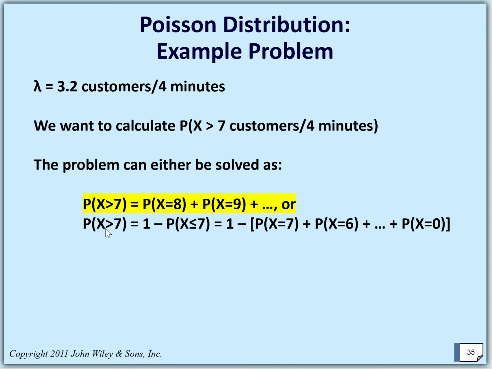So the probability of x greater than 7 is really equal to 8 plus 9 plus, or we can say 1 minus the probability of less than or equal to 7, which is 7, 6, 5, 4, 3, 2, 1, 0. So this is what we do, because the upper one is impossible. You want to go till infinity? You can't do that. But you know that 100% of the time minus 7, 6, 5, 4, 3, 2, 1, 0 is all the rest of the probabilities.